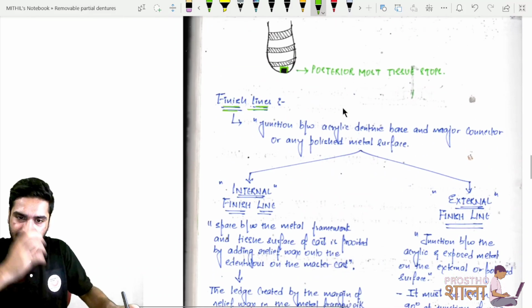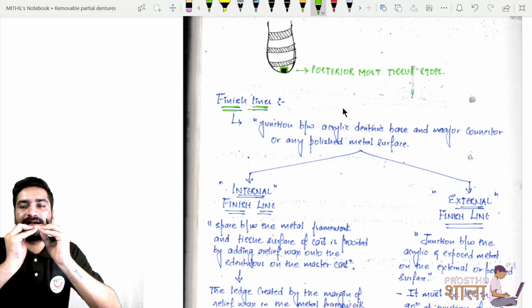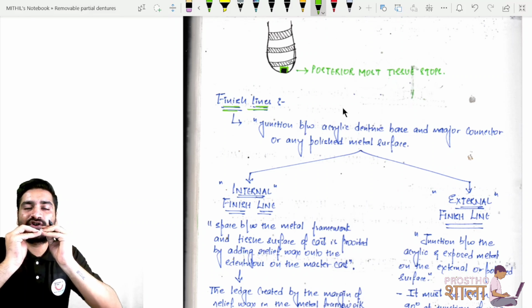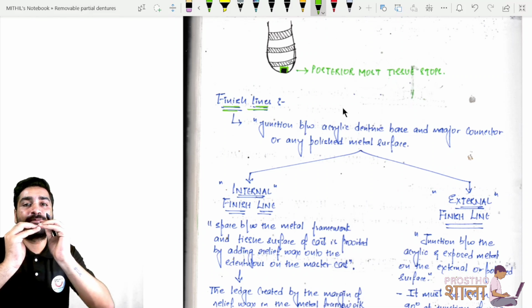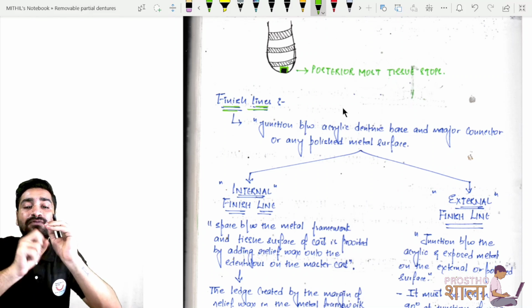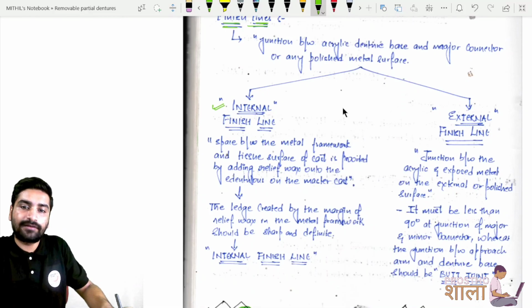What are finish lines? Finish lines are the butt joint or the junction of the acrylic denture base and major connector. Wherever the acrylic, that is the denture base, and the metal part are connecting or forming a joint, that is called a type of minor connector, but in terminology it is precisely called a finish line. That finish line is divided into two: internal finish line and external finish line.